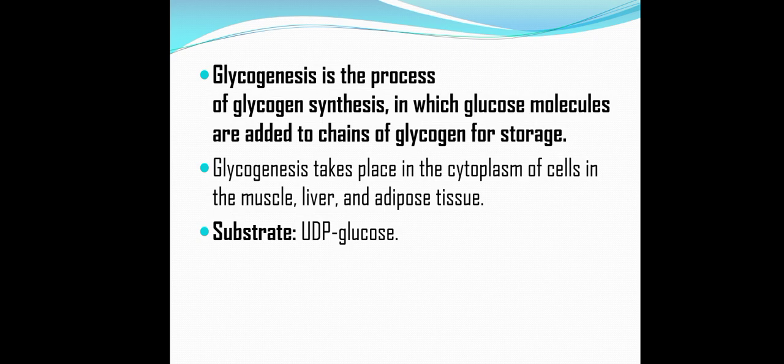The substrate, that is, the chemical substance which is utilized to initiate glycogen synthesis, is UDP glucose, that is, the uridine diphosphate glucose molecule. It acts as a substrate, and then it is converted into the glycogen molecule.